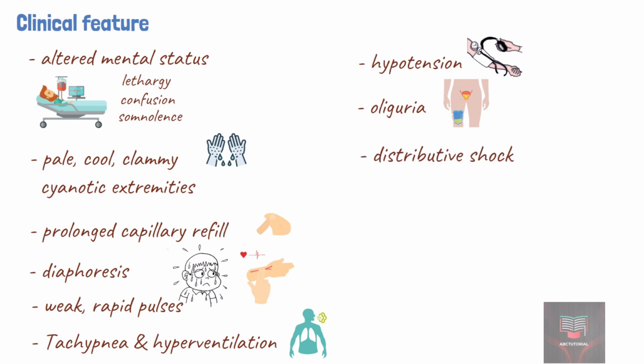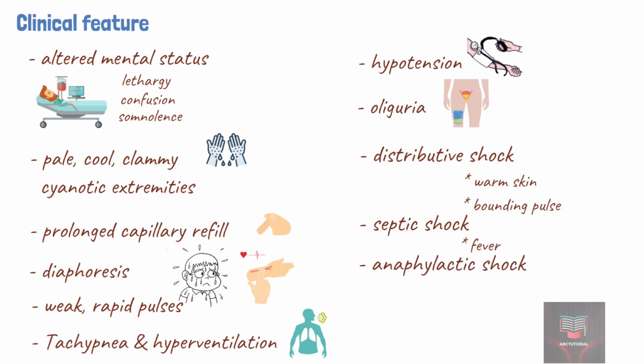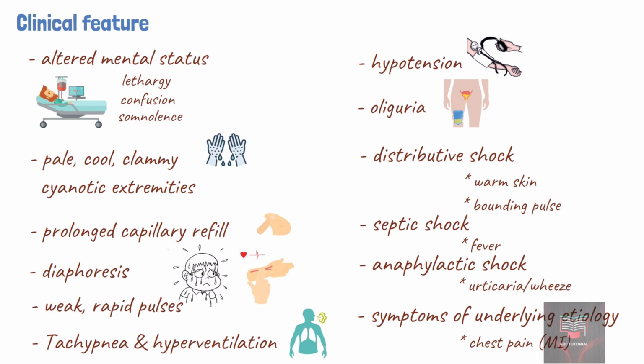Distributive shock causes similar symptoms except that the skin may appear warm or flushed, especially during sepsis. The pulse may be bounding rather than weak, and in septic shock, fever, possibly preceded by chills, is typically present. Some patients with anaphylactic shock also have urticaria or wheezing. Other symptoms of the underlying etiology, such as chest pain in MI, may be present.